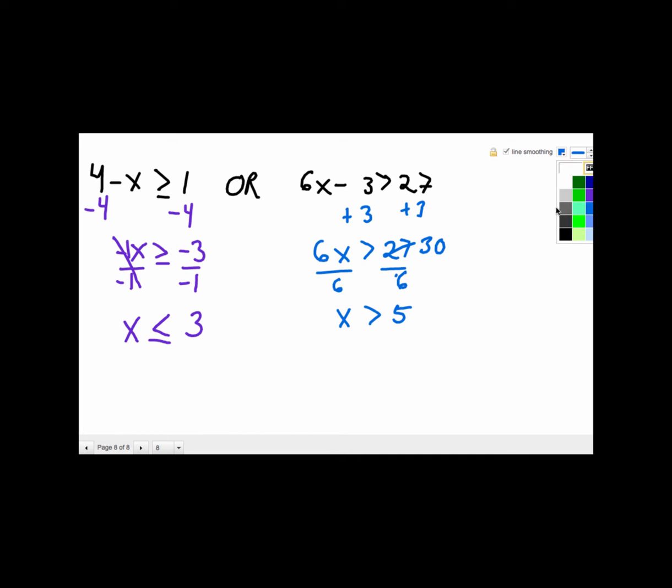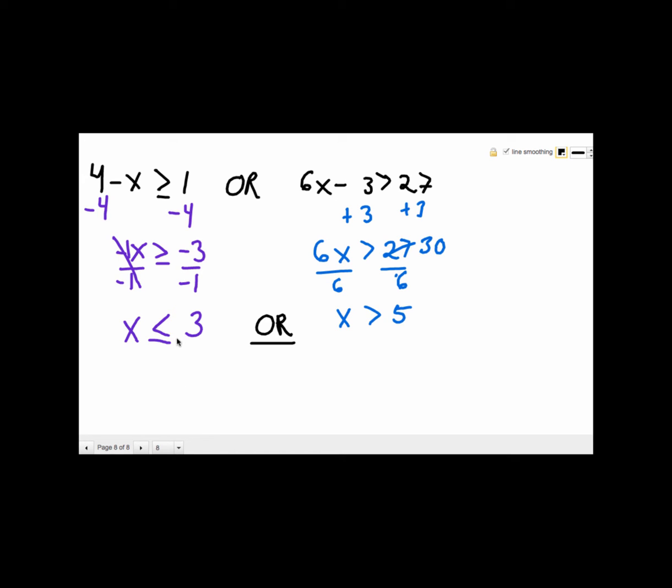Now recall, this is an OR inequality. So x could be less than or equal to 3 or greater than 5. That is my solution set. To write this in interval notation, we have to write the union of two intervals.